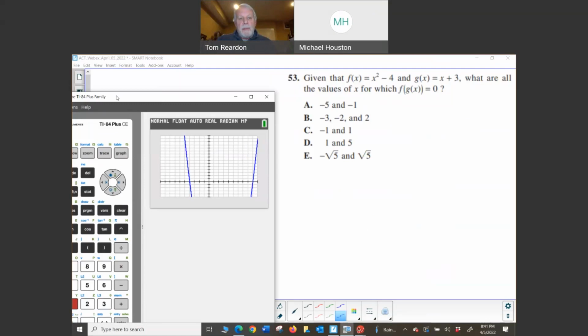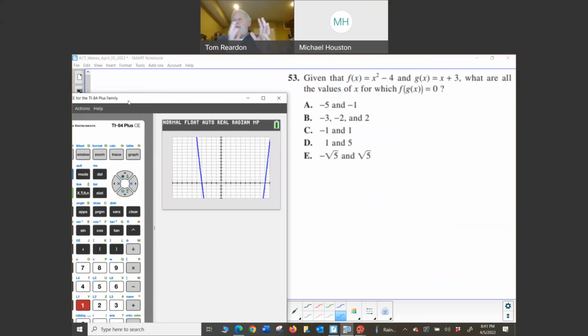So it's composition of functions and wants to know when the composition is equal to 0. Now, usually it's just find the composition and see what it is. Now they're taking it a step further. That's why it's number 53, a 90-seconder, we might call it.